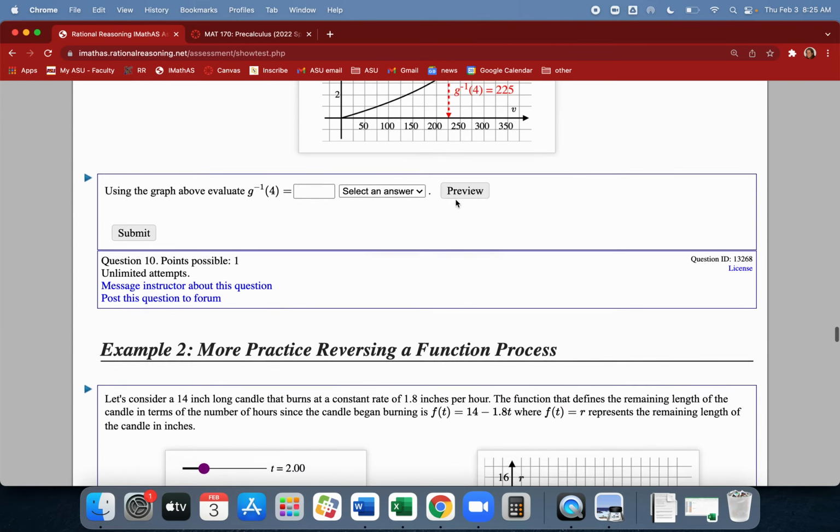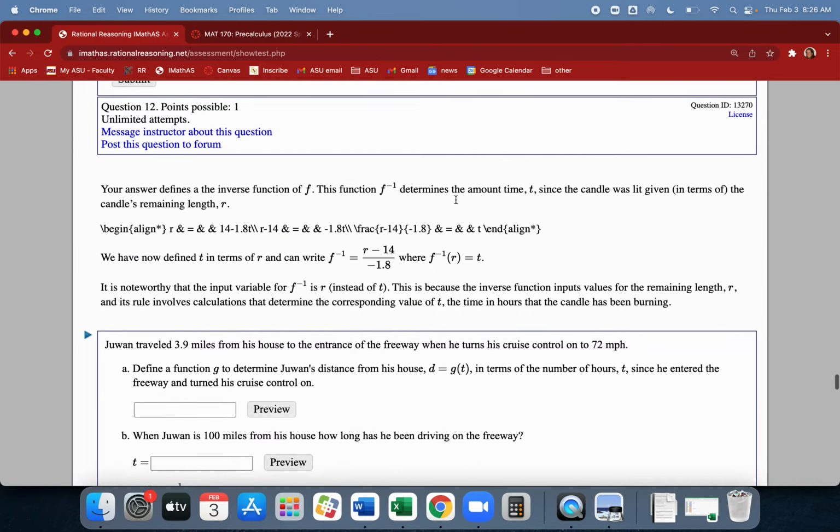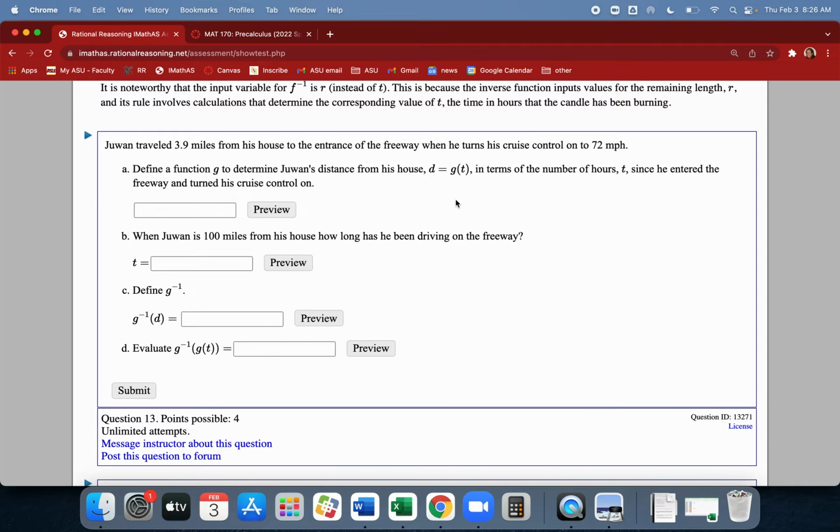Where is this? Sorry. Candle. That's the one I was thinking of, I think. All right, here we go. I was just looking for another standalone question.